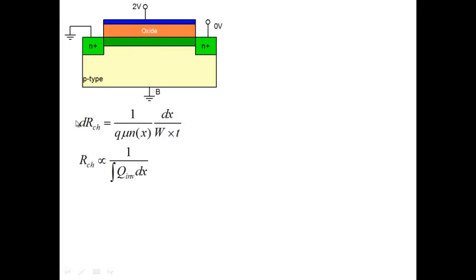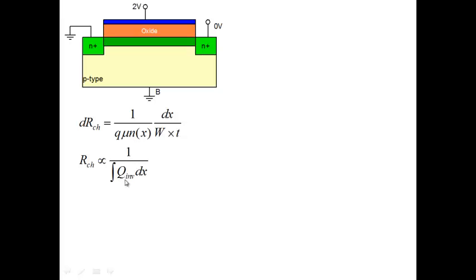The total resistance will be, all I have to do is integrate this particular part, and I will get the total resistance of the whole channel here. All that I'm trying to illustrate through this is that the resistance of the channel obviously depends on how much inversion charge I have in the channel. Okay.